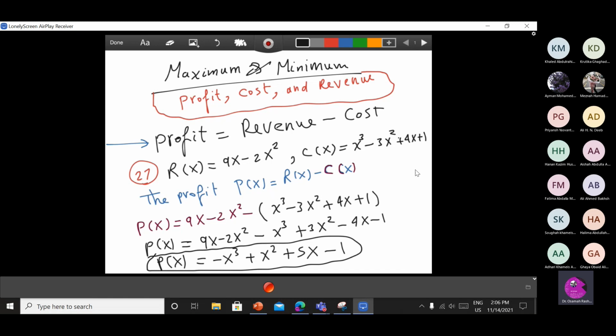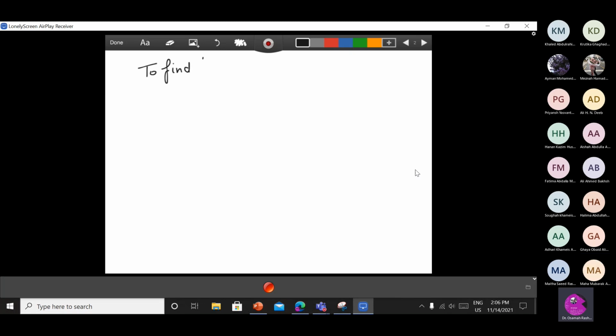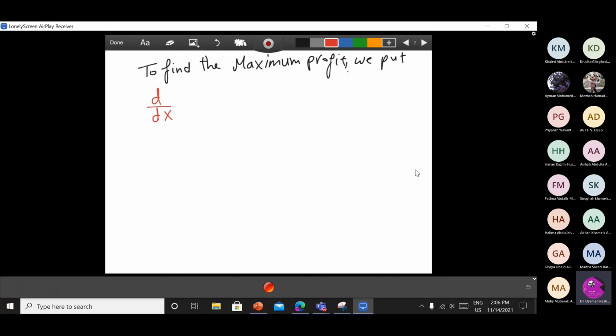What is the main question? The main question is to have the maximum value for P of x. To find the maximum profit, we put what? We put the derivative d by dx for the profit equal to 0, right?